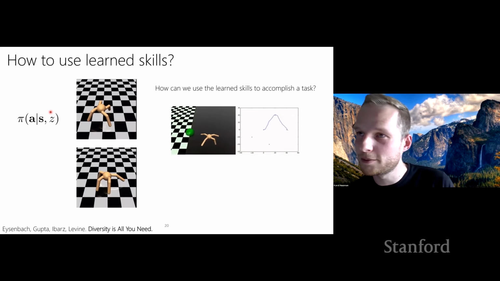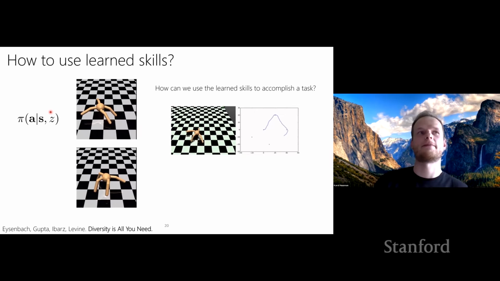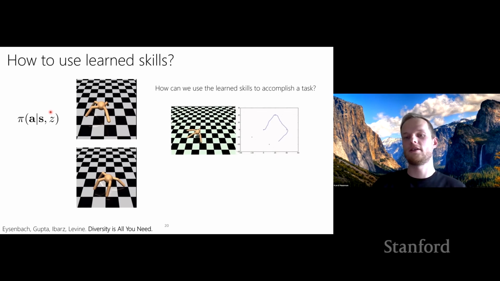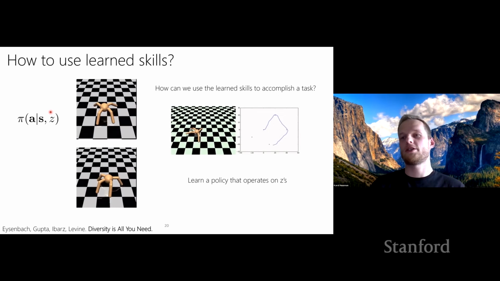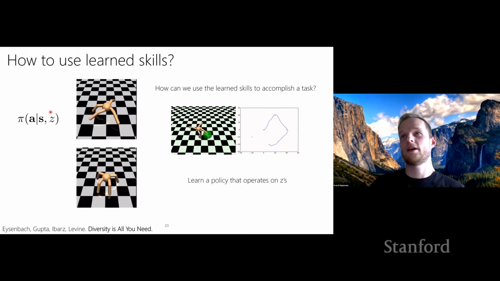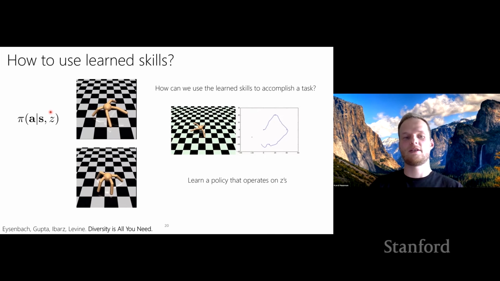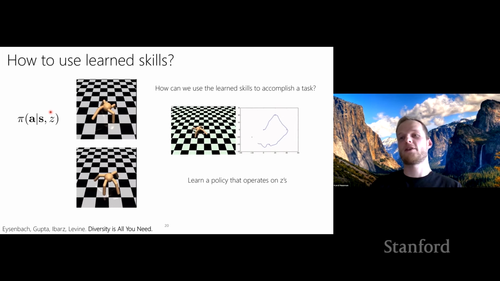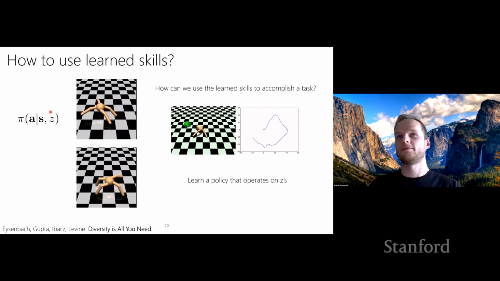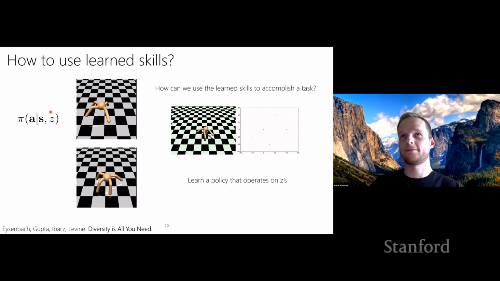We can optimize the Z sequence. Right, yeah. Okay, so we can learn another policy on top of it that operates on Z's. So now instead of the standard actions being our actions A, that policy will be optimizing for the perfect Z sequence to accomplish a new task.